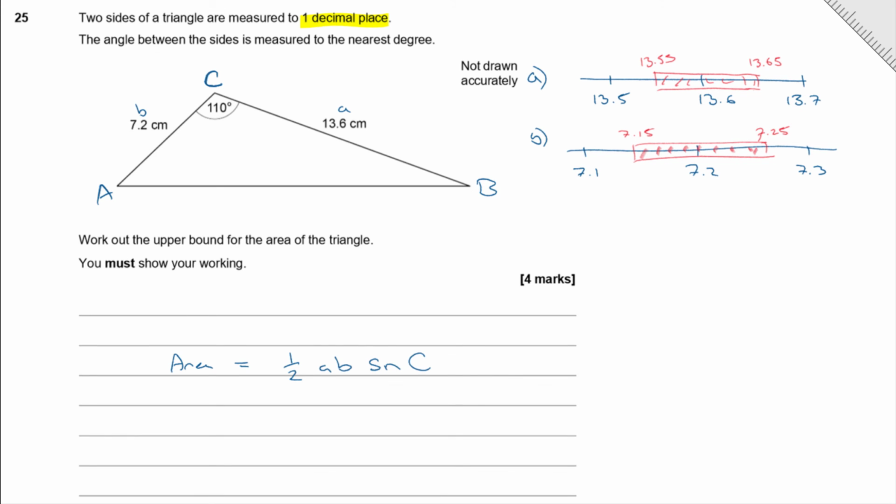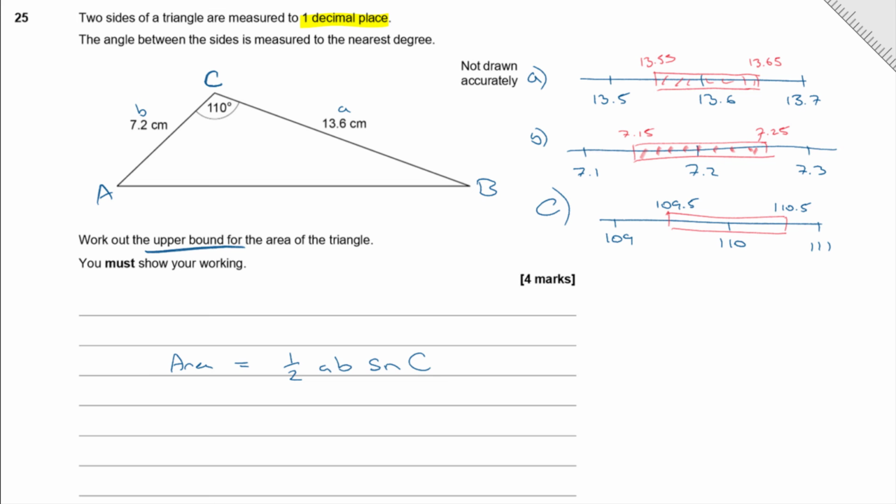And then finally for angle C, that is to the nearest degree, and we've been given it as 110. So 1 degree above would be 111, and 1 degree below would be 109. So the ones that round to 110 are going to be halfway between those or nearer, which is 109.5 and 110.5.